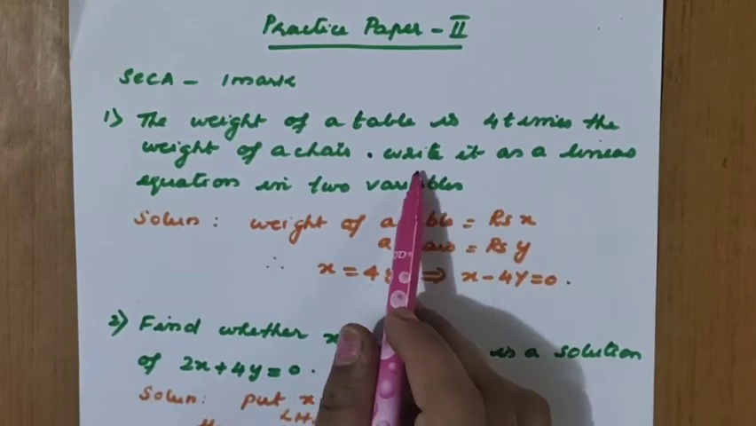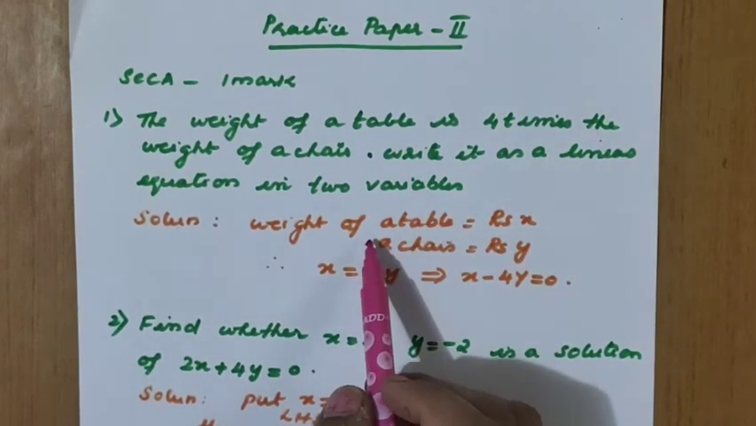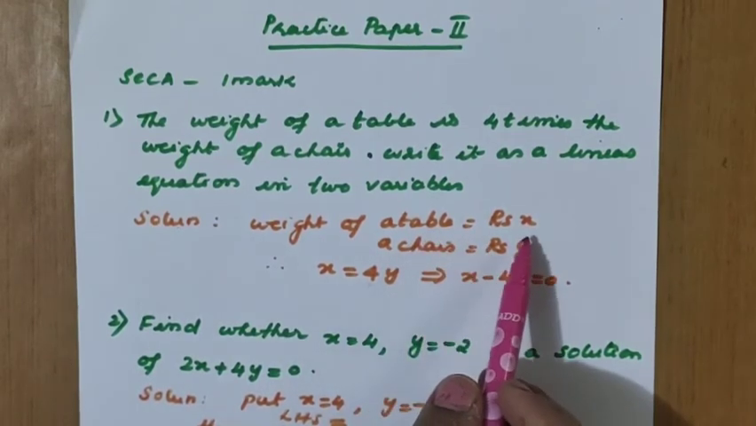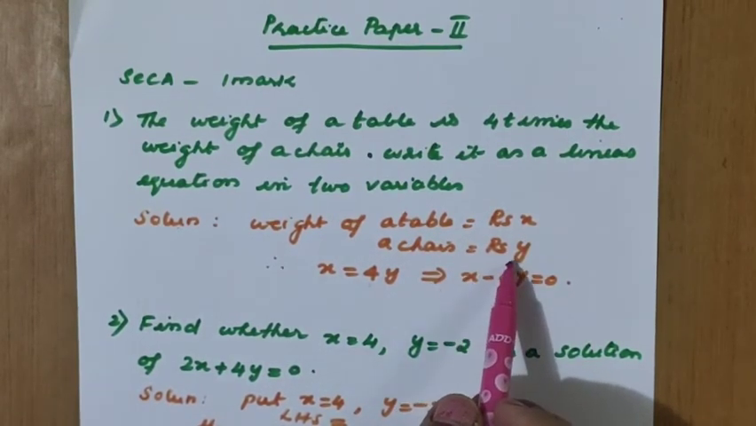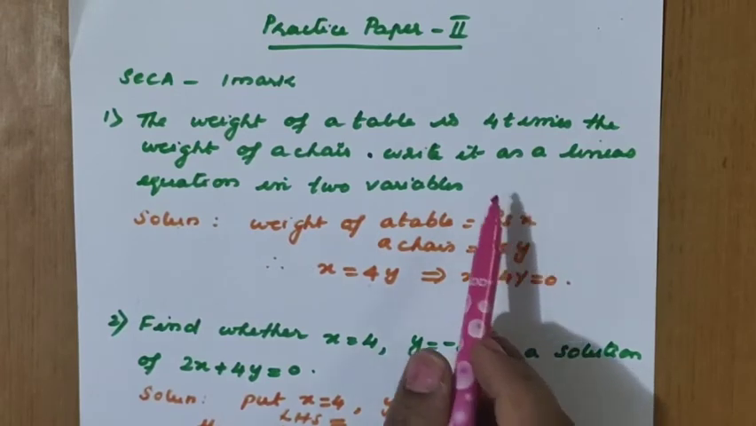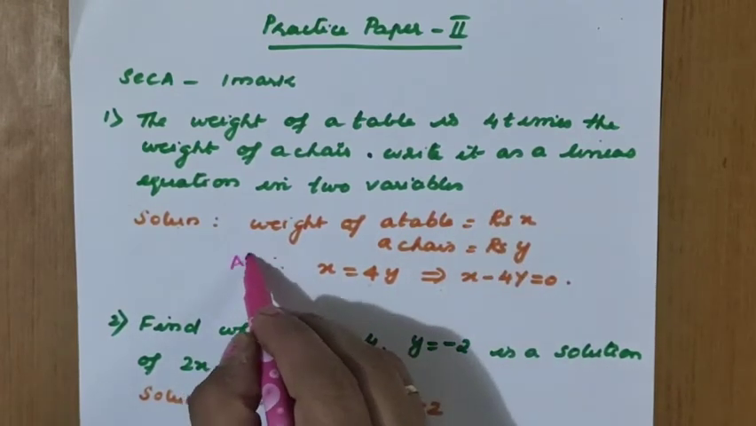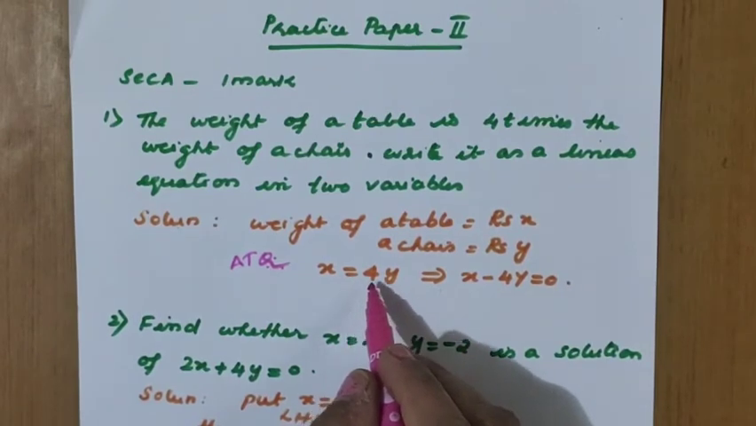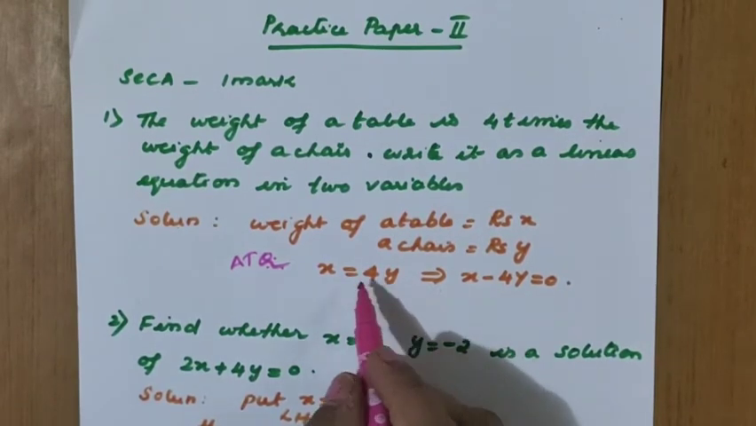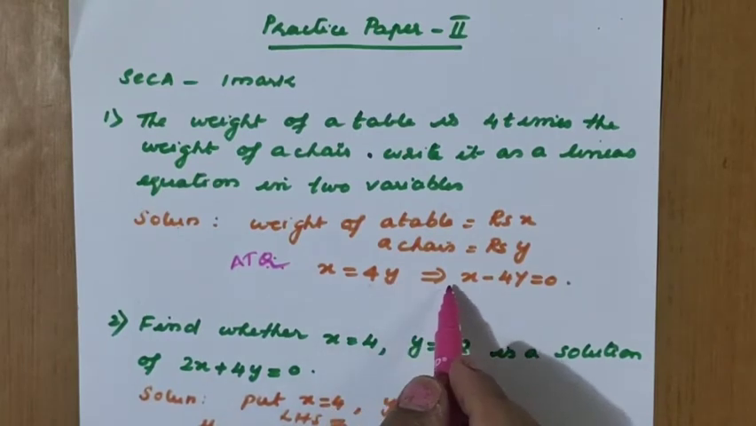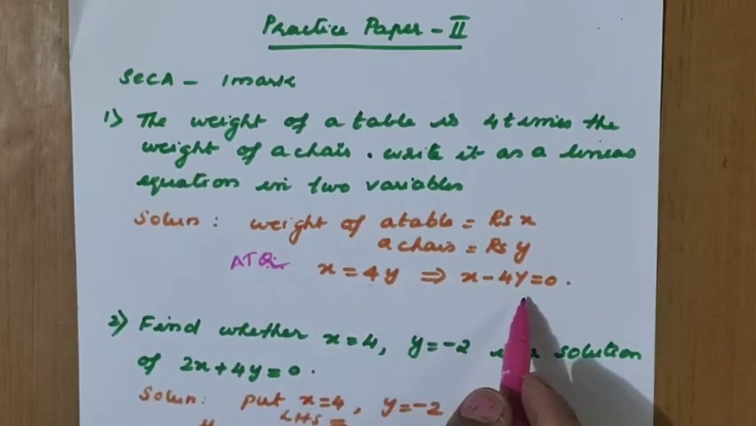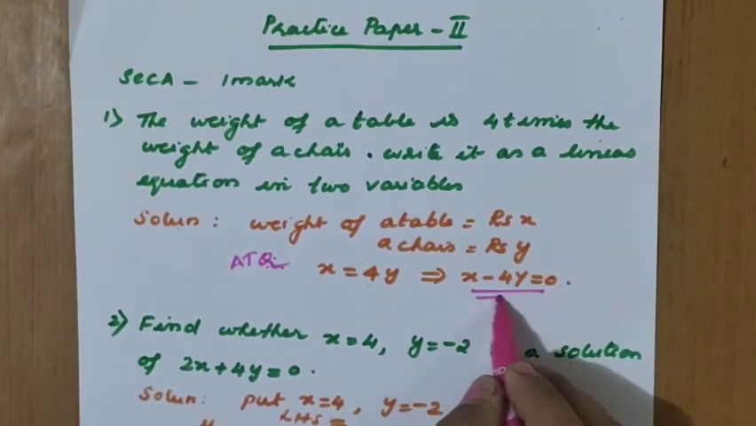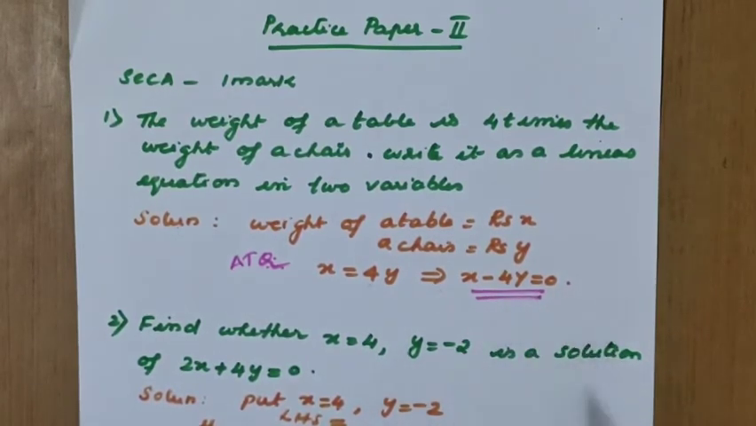The weight of a table is 4 times the weight of the chair. So we take the weight of the table as rupees x, and the chair as rupees y. According to the question, x equals 4 times y, so x = 4y. Since it is a linear equation in two variables, we write it in standard form: x minus 4y equals 0. So we got the equation in two variables.